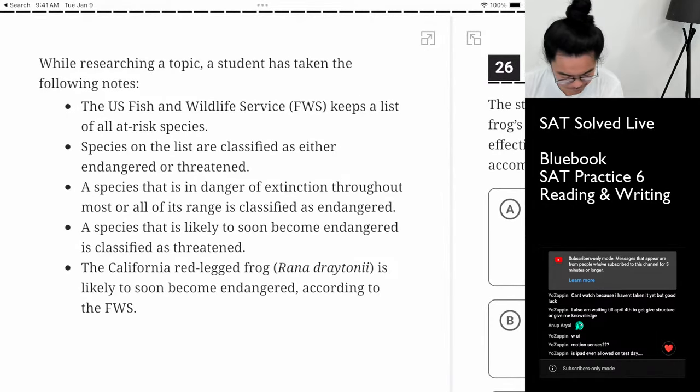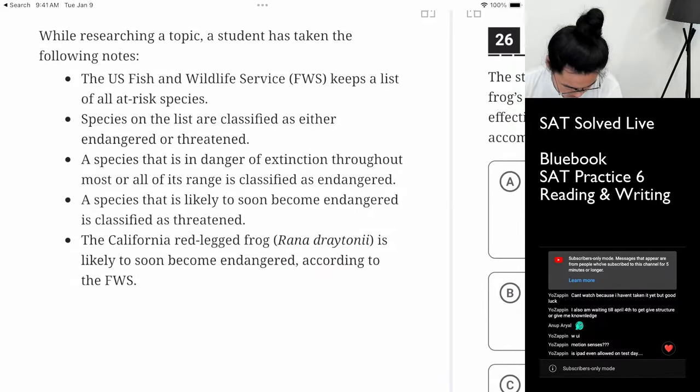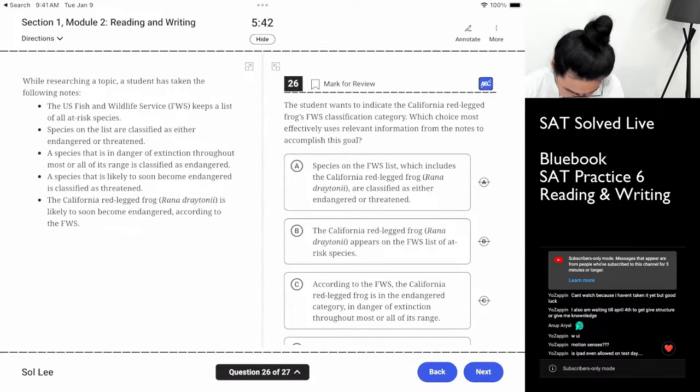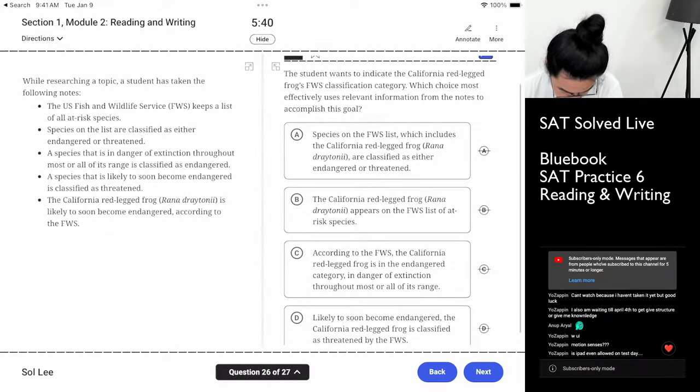All right. Students taking the following notes. At-risk species: endangered, threatened. A species that is in danger is endangered, soon to become endangered is threatened. So endangered is worse. The frog is soon to be endangered, therefore it is threatened. The frog is definitely threatened. Oh, so this is one that tries to focus.